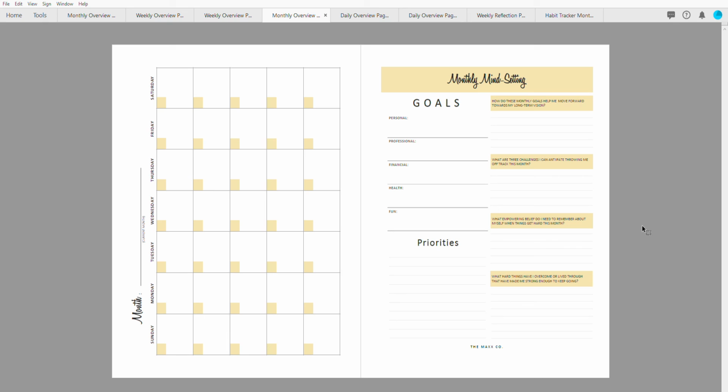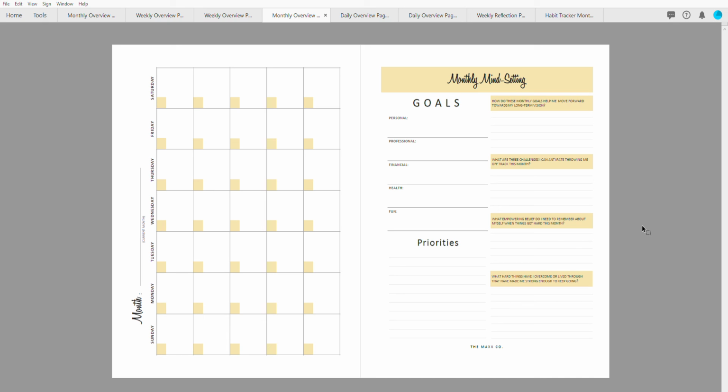So the next question is, what empowering belief do I need to remember about myself when things get hard this month? And so that can be just some positive self-talk that you can come up with, which is, I am an exceptional mother, or, I kick butt in this area, like some really strong belief that you hold about yourself, that really tells you that I value who I am, I love who I am, and I really accept and embrace who I am.